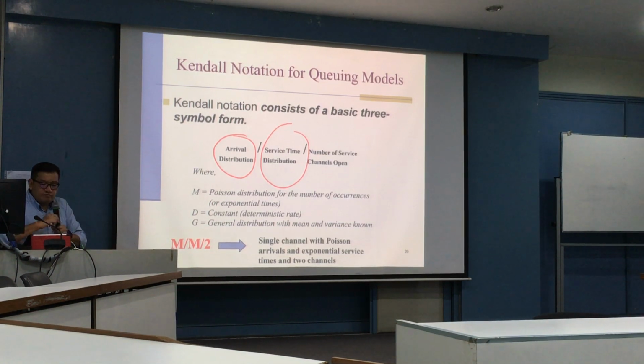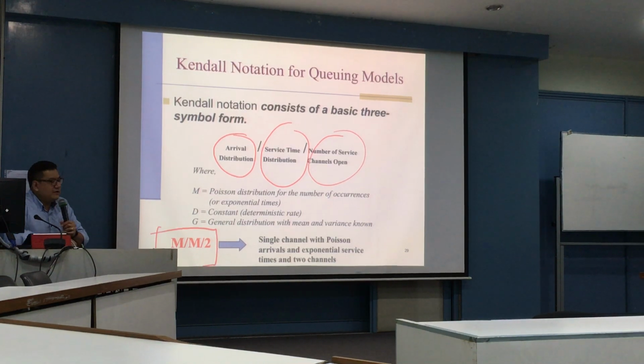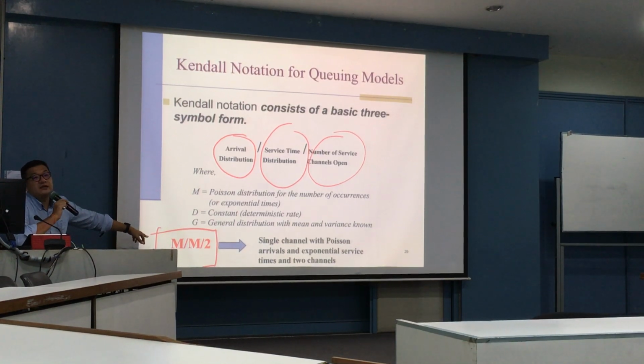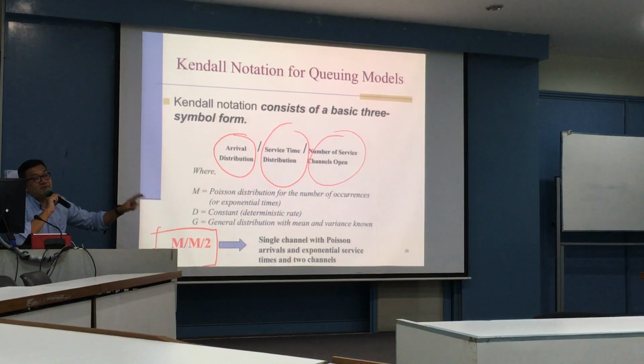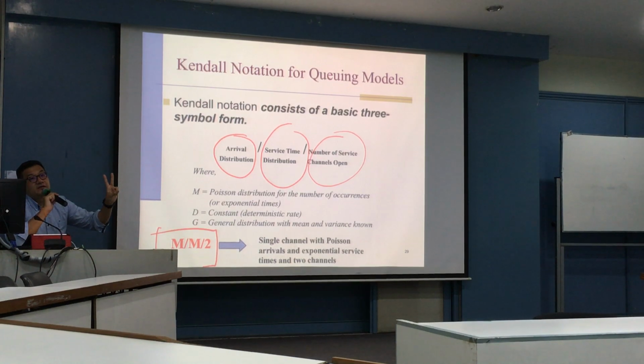And the last position is about the number of servers. So if I say our model is MM2, what does it mean? The first M is about the arrival distribution, so customers arrive with Poisson distribution. In the second position, we have M again, so it means the service time follows exponential. And the last position is 2, so it means we have just 2 servers. Okay, so this is the notation.